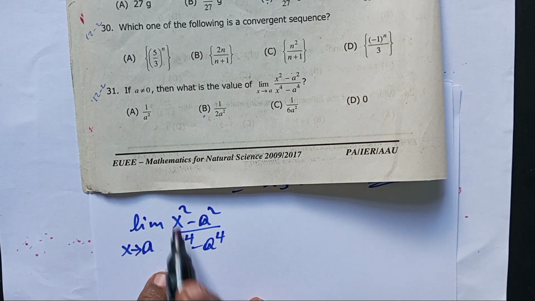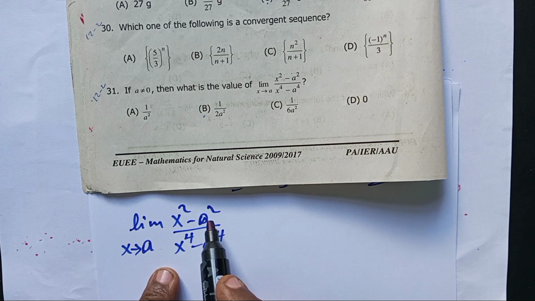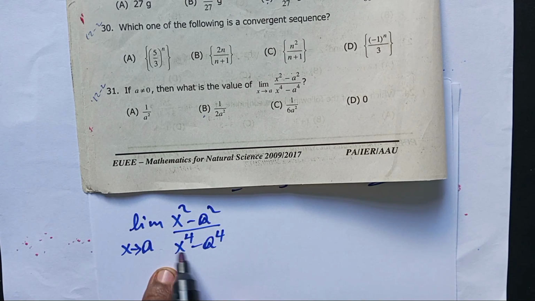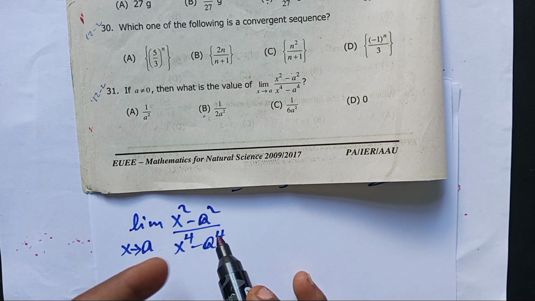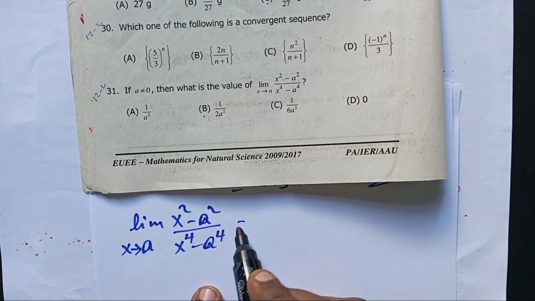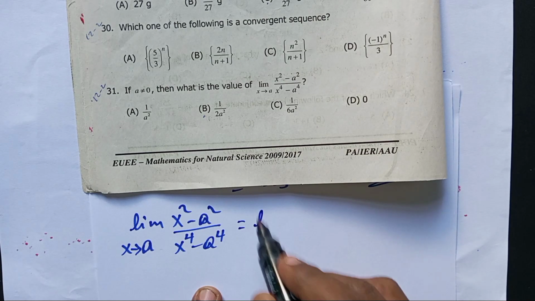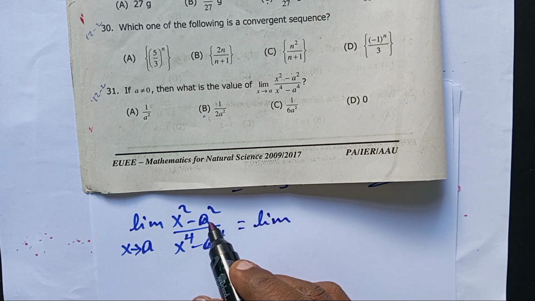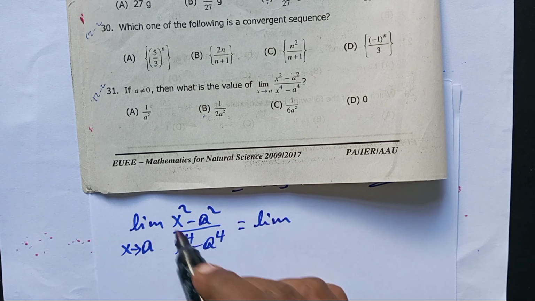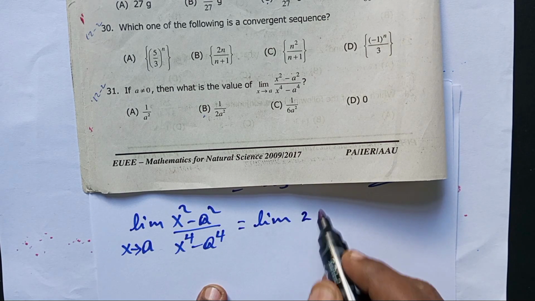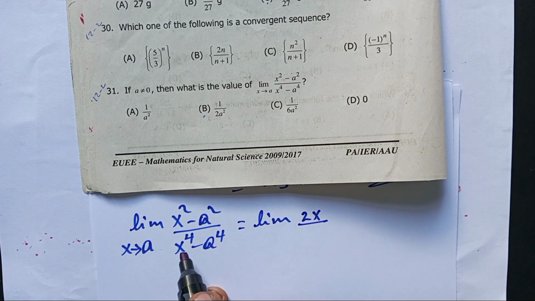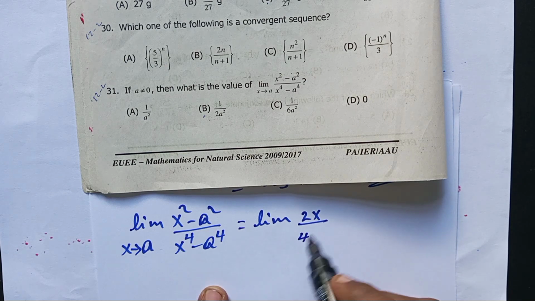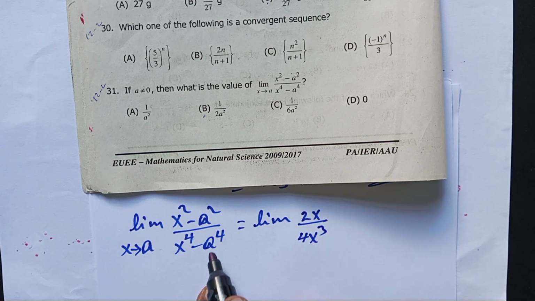Then substitute a in both: a squared minus a squared is 0. Again, substituting in the denominator, a raised to 4 minus a raised to 4 is also 0. So it is 0 over 0, and we can use L'Hopital's rule here. Take the derivative with respect to x. Here a is a constant, so its derivative is 0. The derivative of x squared is 2x, over the derivative of x raised to 4, which is 4x cubed. And a raised to 4 is a constant, so its derivative is also 0.